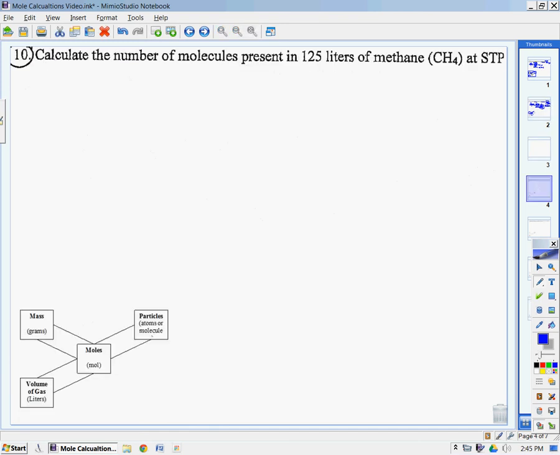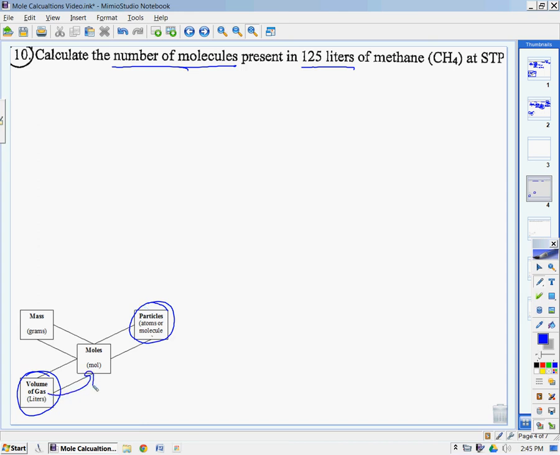Let's move on to the next problem. Number 10 is the next problem I'm going to do. That's the starting amount, 125 liters. We want the number of molecules as the end. Let's plan our trip. If we're starting with liters, we're here. And if we're going to molecules, that's particles, that's here.